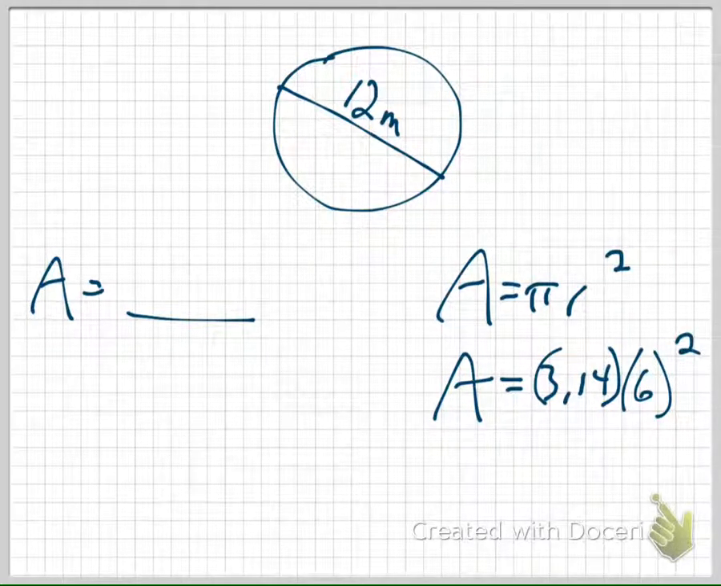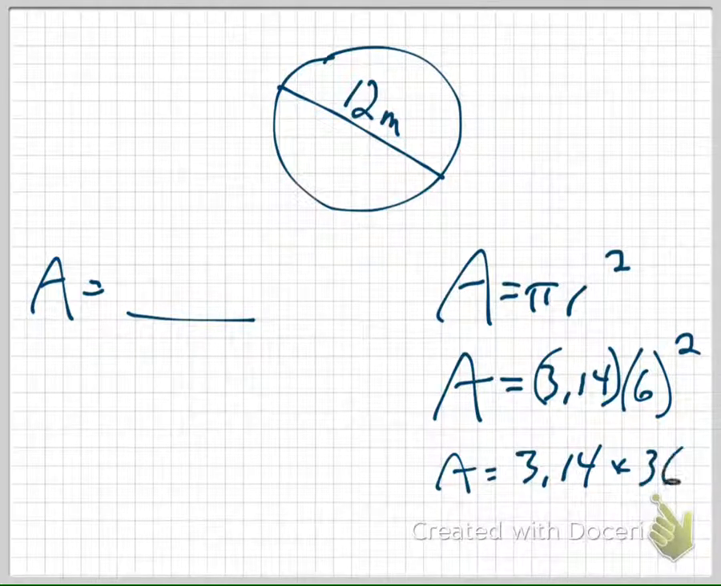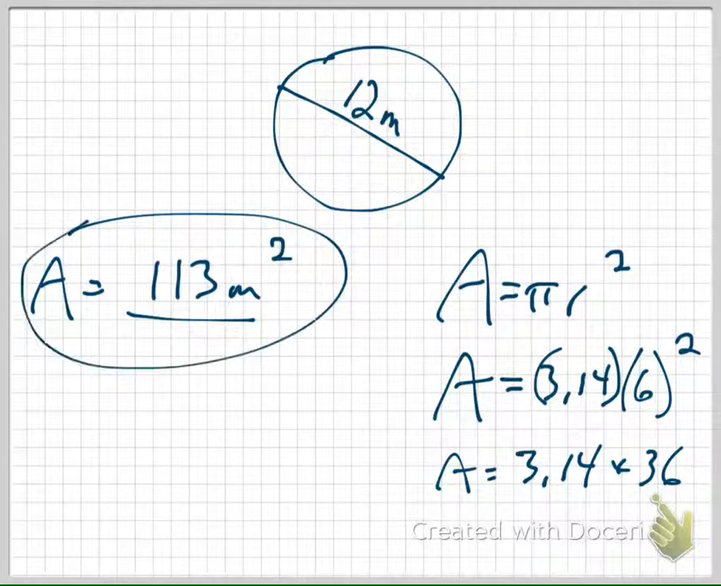6 squared. First thing I do is the exponent. 6 squared, which is 36. Area equals 3.14 times 36. What is 3.14 times 36? 113 square meters. If they're asking you for the whole unit, it would be 113. What did it come out to without rounding? 113.0.